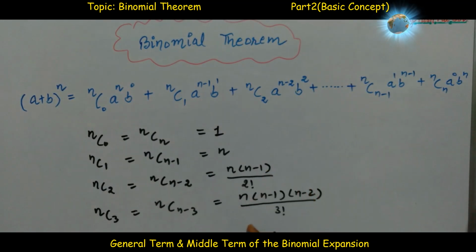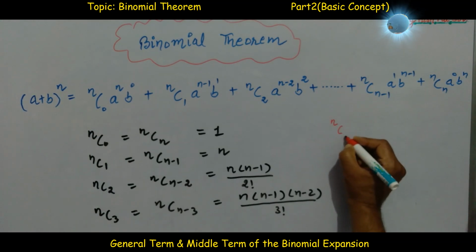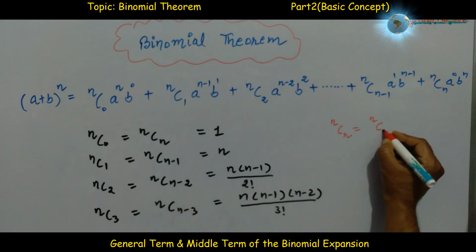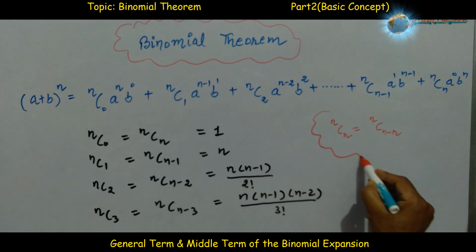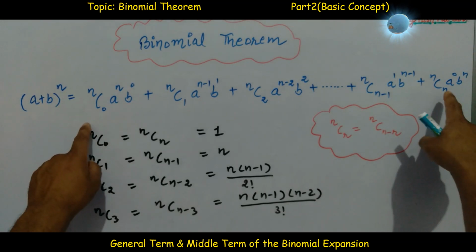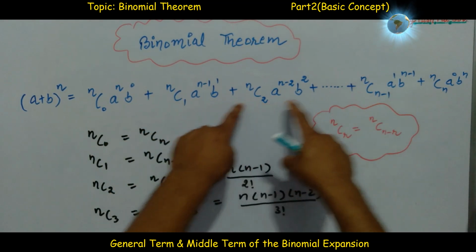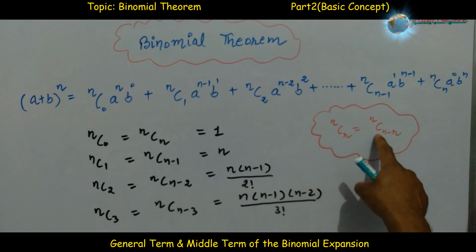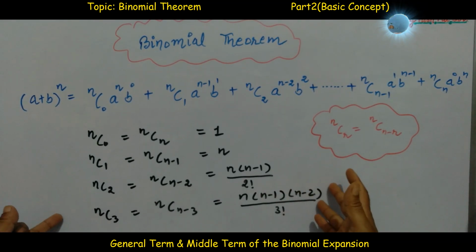So from this, what is the relationship? nCr is equal to nCn-r. These values are always equal. This is the relationship between the coefficients, because we saw that the first and last, second and second last, and so on, are the same. The conclusion is nCr is equal to nCn-r. This was already discussed in the previous video.